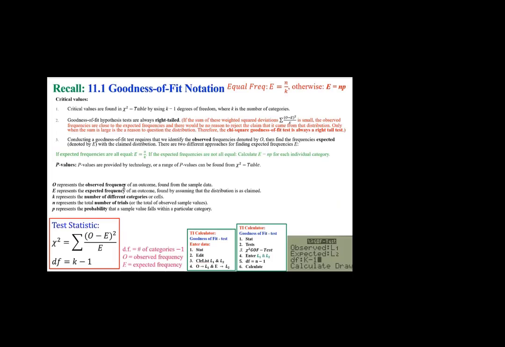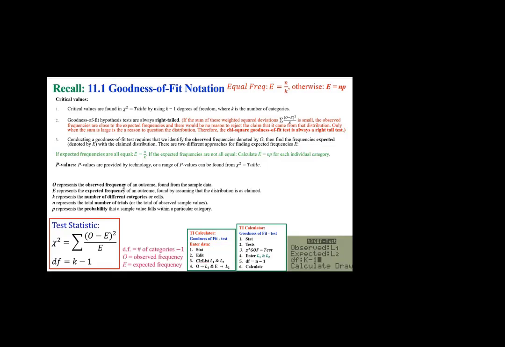Now, in the case of a goodness of fit, there are a couple of things. When we have equal frequency, E can be calculated as N/K, or E equals N times P, the proportion, if you will. The critical value uses the chi-square table, and it is always set up such that it is a right tail test, and the statistic is equal to the summation of (O minus E) quantity squared over E.